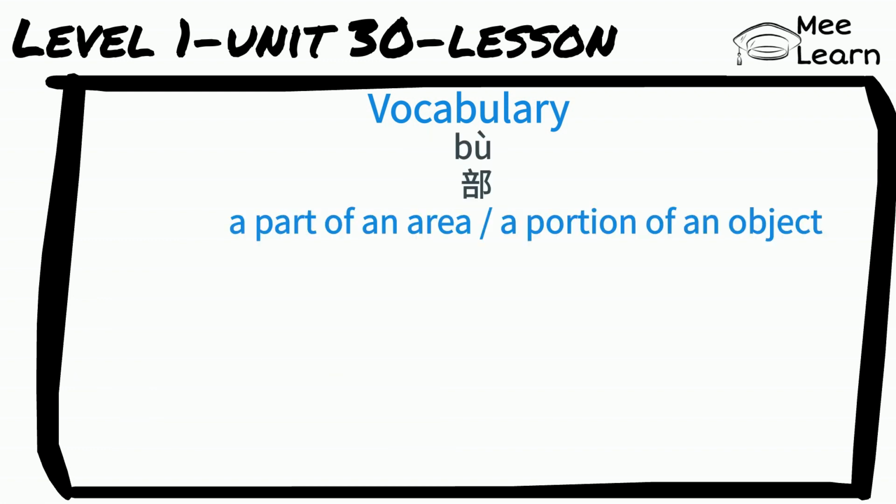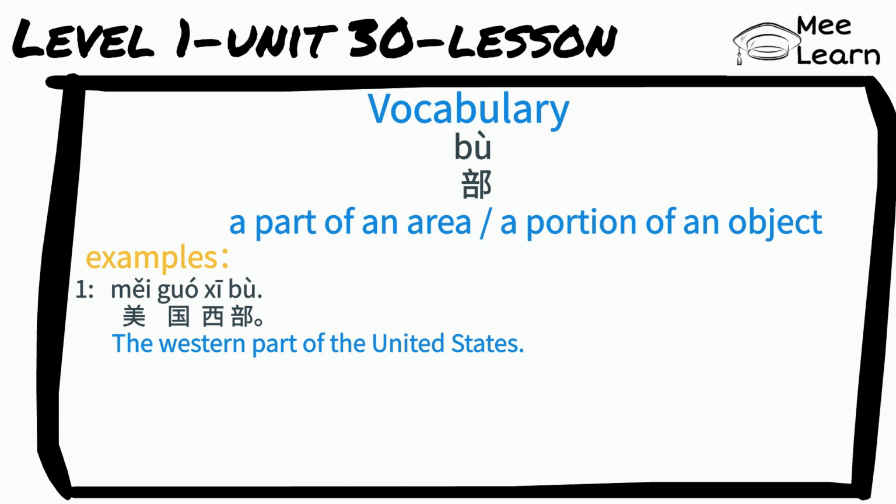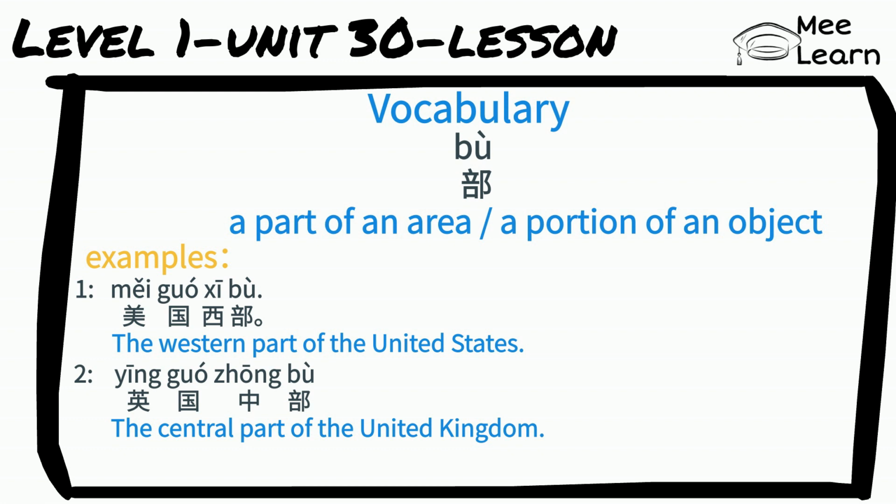部 a part of an area, a portion of an object. For example, 美国西部 the western part of the United States. 英国中部 the central part of the United Kingdom.